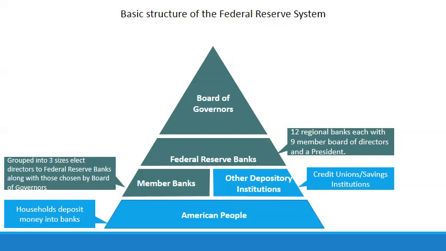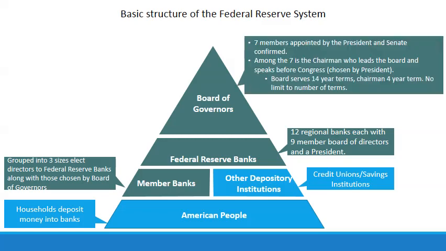At the top is the Board of Governors. The Board of Governors is 7 members appointed by the President and confirmed by the Senate. So there are no elections taking place here. Among the 7 is the chairman, who leads the board and speaks before Congress, and this person is chosen by the President and confirmed by the Senate. They're the name you hear, like Alan Greenspan for a long time was the name you heard. Governors serve 14-year terms, and the chairman has a 4-year term with no limit to the number of terms.